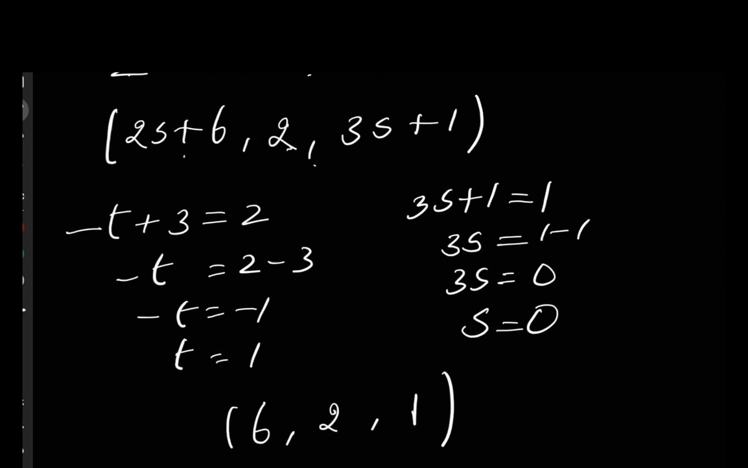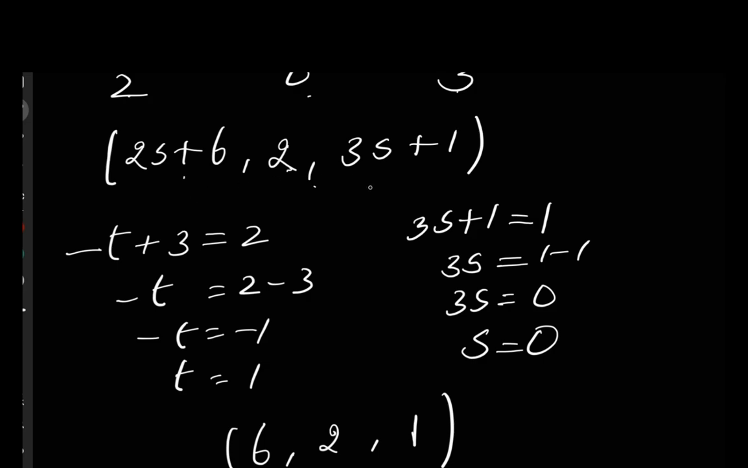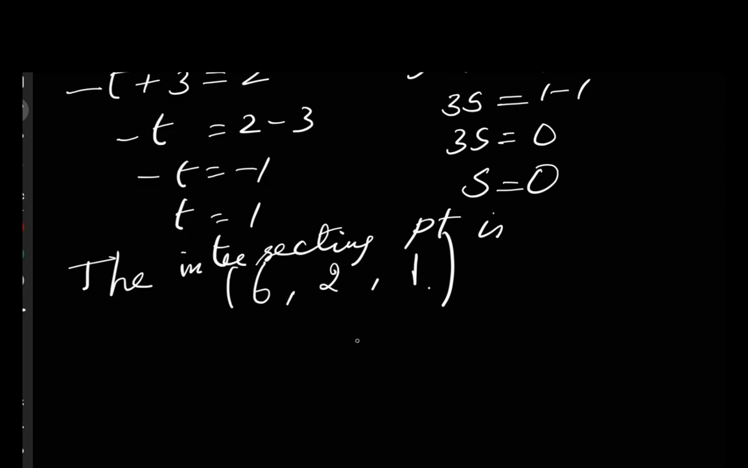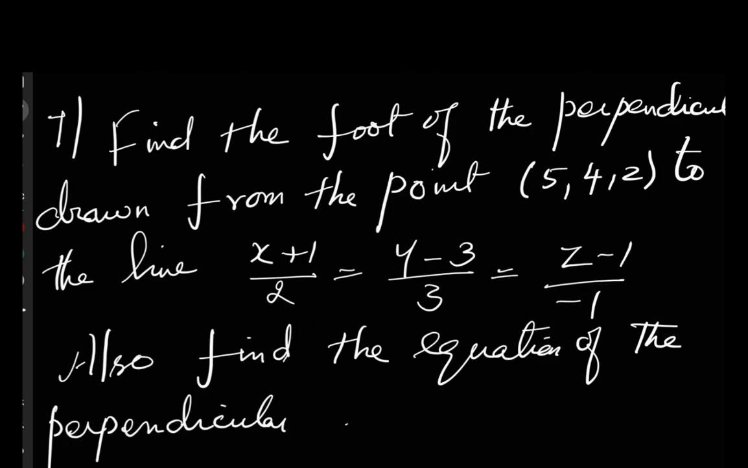The same value you will get if you substitute the s value here. Both the values are same. So this is the intersecting point. So the intersecting point is 6, 2, 1. So the two lines are intersecting at the point 6, 2, 1.